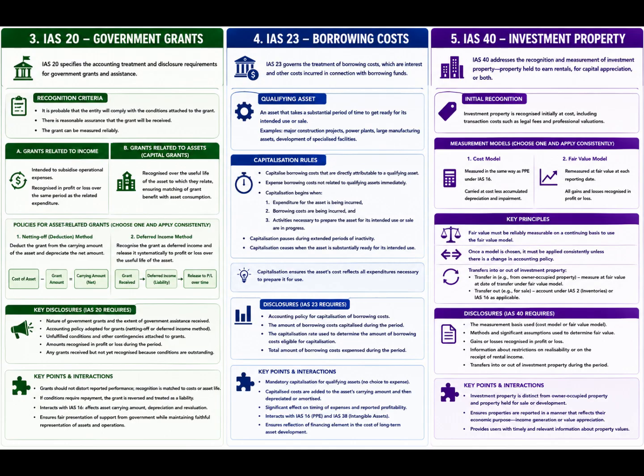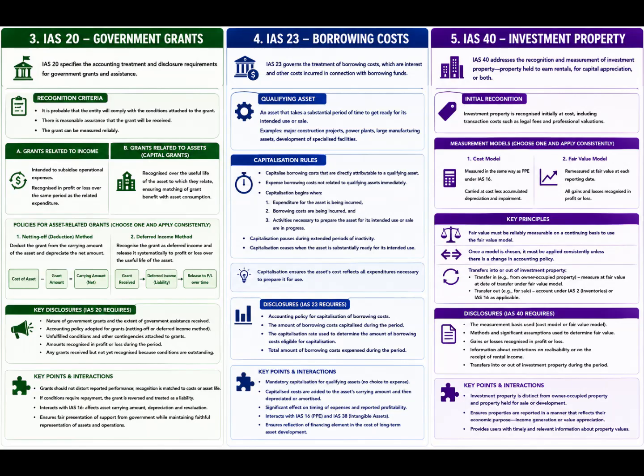IS 20 deals with the accounting treatment and disclosure requirements for government grants and assistance. The topic explains that a grant should only be recognized when there is reasonable assurance that the entity will comply with any attached conditions and that the grant will be received. Grants related to income are intended to subsidize operational expenses, and therefore they must be matched with the costs they are intended to compensate. These grants are recognized in profit or loss over the same period as the related expenditure.